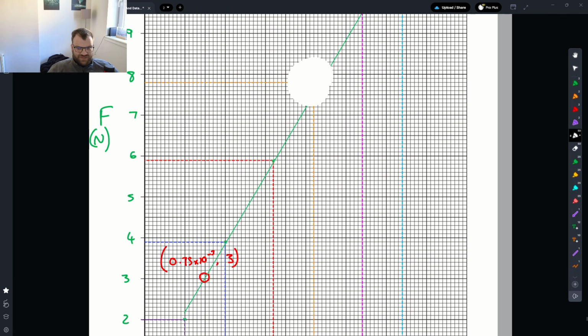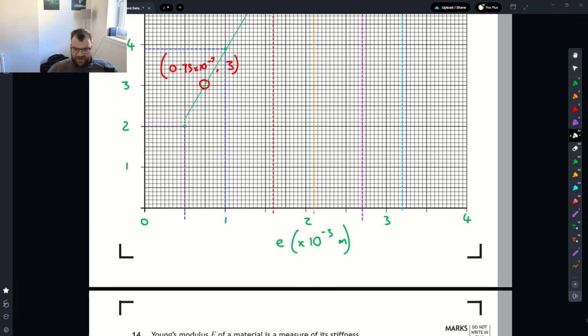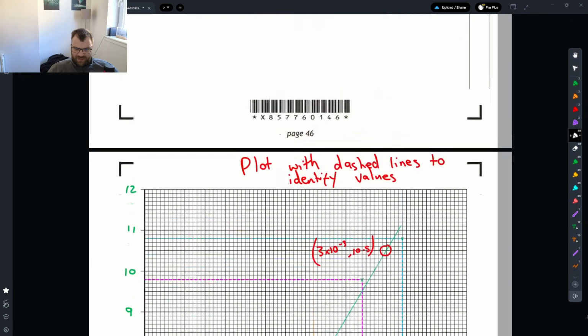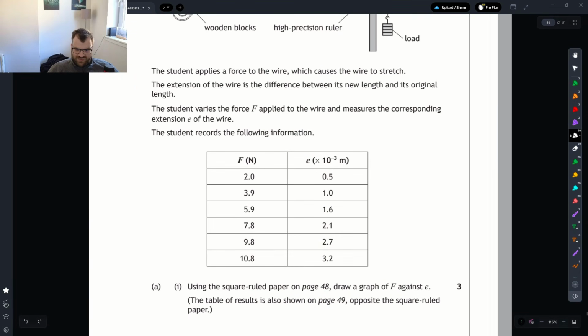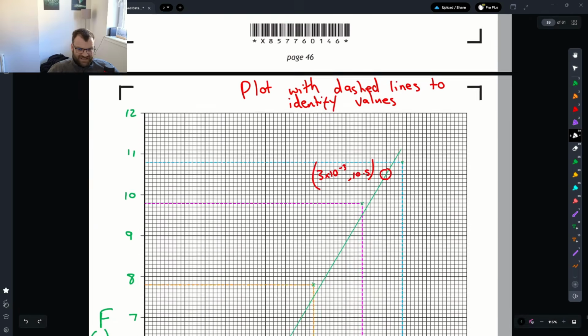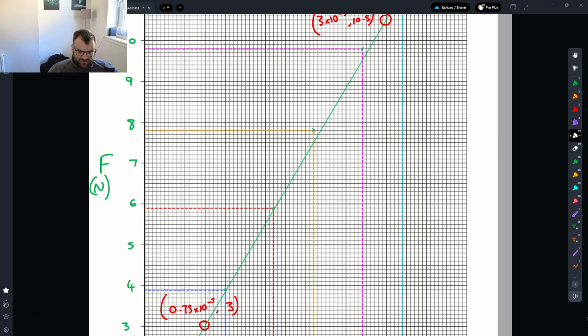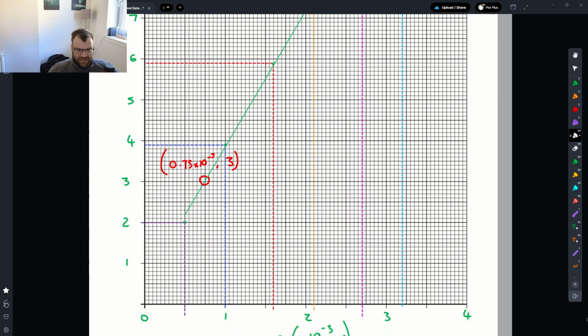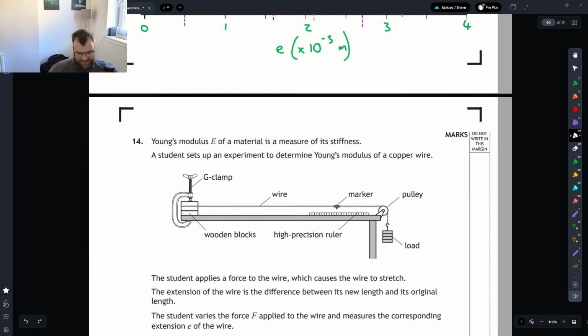So for example, this one up there, you wouldn't be using the point at 2.1. So 7.8, 2.1 isn't on my line of best fit. So make sure you're taking it off of your line of best fit.